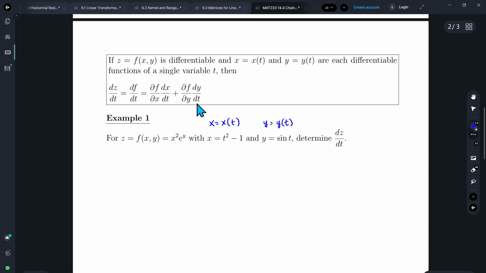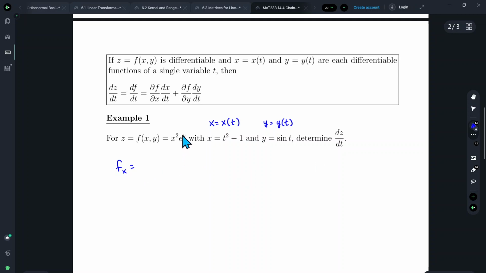Okay, so let's first set up everything we need for the chain rule. As part of the chain rule formula, we have both partial derivatives for f, and also we need to differentiate x with respect to t, and also differentiate y with respect to t. So basically, from these three equations, we have to determine all possible derivatives. So let's do that. First, the partial of f with respect to x.